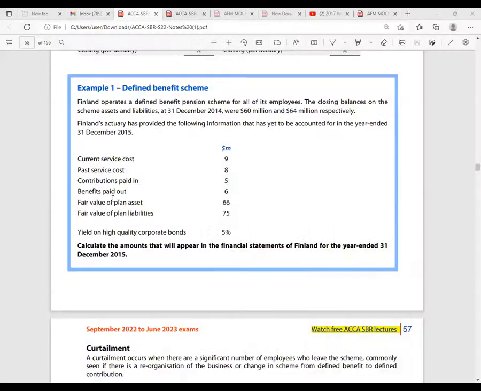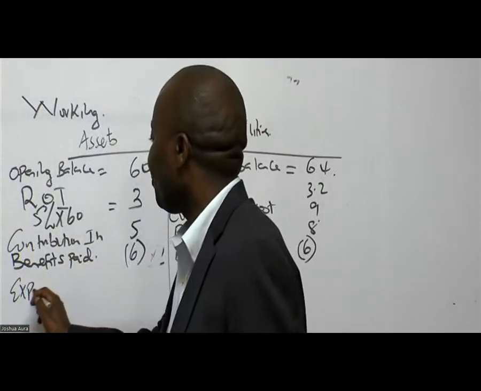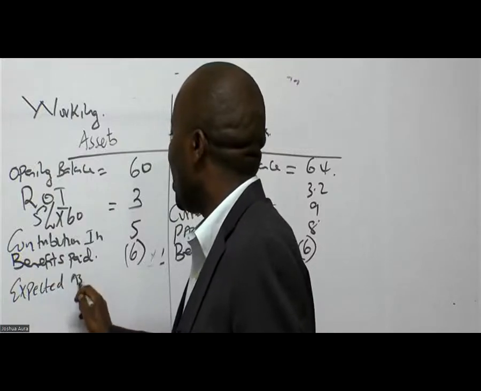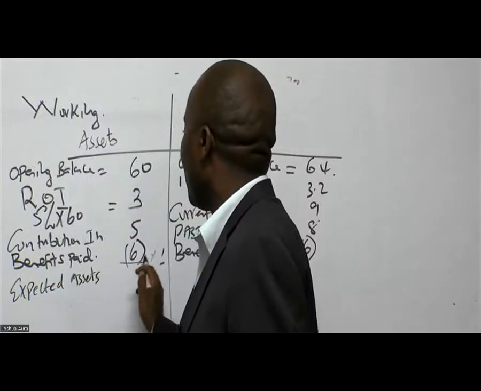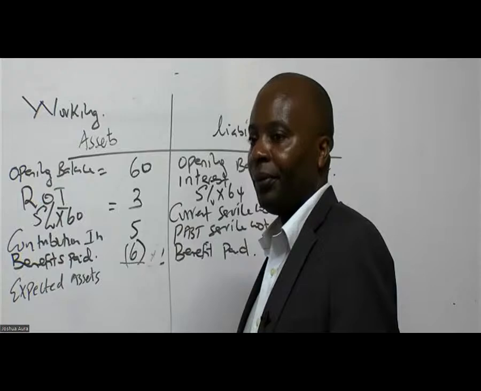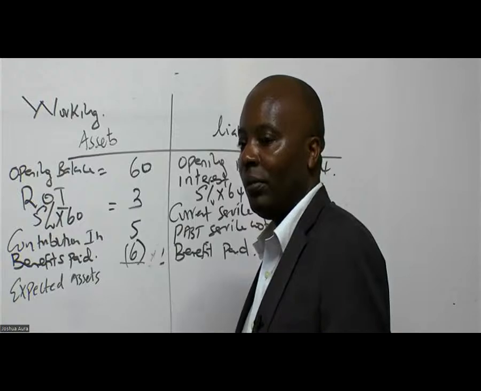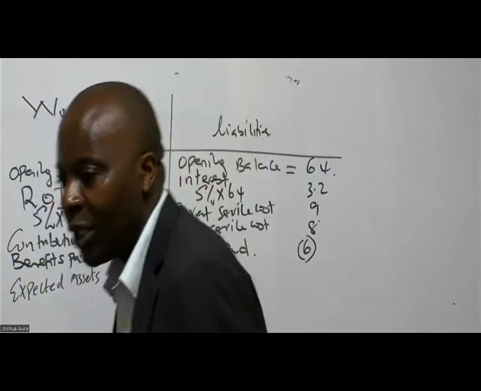So the last one, what are we being told here? Nothing really. These are the plan assets and plan liabilities at the end. So could you kindly give me the expectations? What is the expected assets at the end? Take this plus this minus 6. Give me a figure. So from Bernard, Lucy, 62.